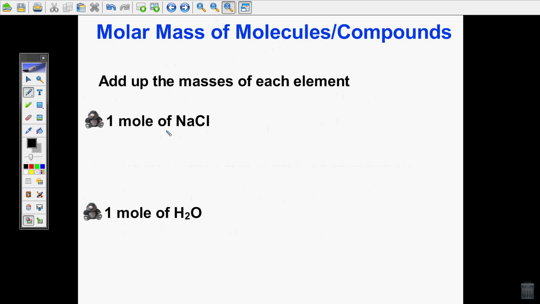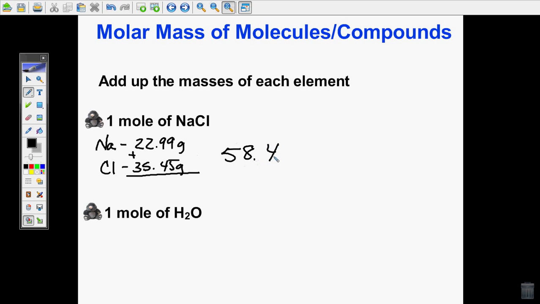So 1 mole of salt: I've got sodium, and 1 mole of sodium weighs 22.99 grams, and chlorine weighs 35.45 grams. So I'm just going to add those two together, and I'm not doing this in my head this time. I get 58.44 grams per mole. So this is the molar mass of sodium chloride.